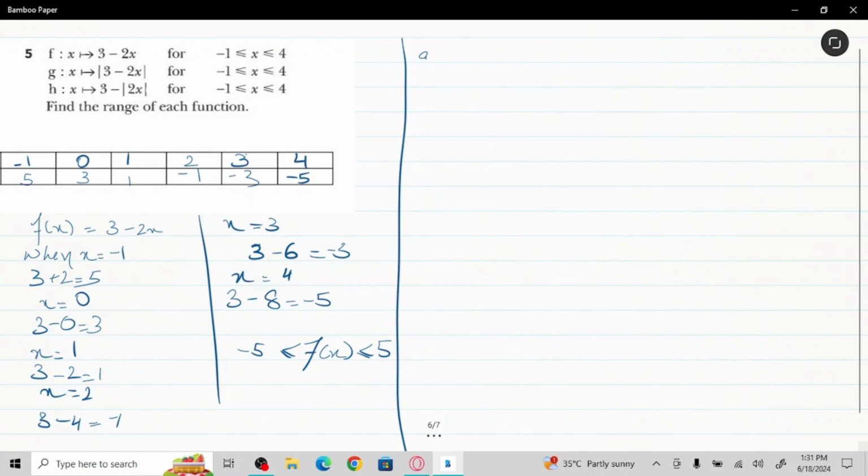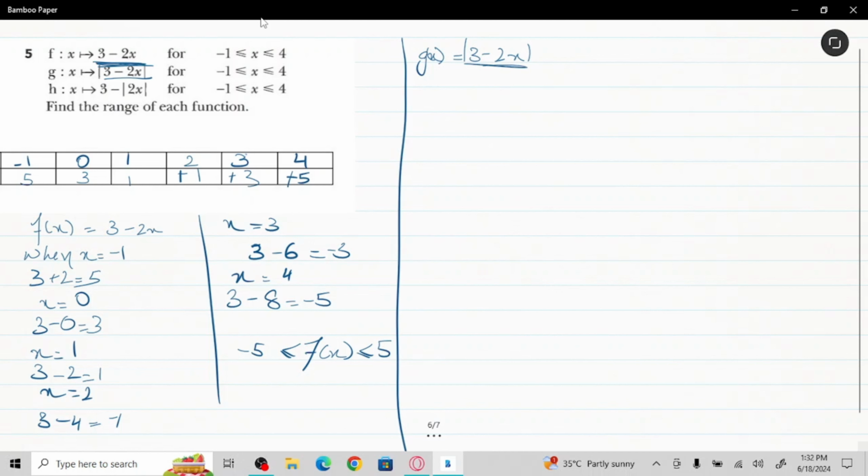For g(x), we have g(x) is equal to the modulus of 3 minus 2x. And we're going to do a shortcut right now. If you just concentrate on 3 minus 2x, it's partially related, it's just that it's in a modulus. What does a modulus change? A modulus only changes the negative value into a positive value. That means whatever negative value of 3 minus 2x comes will become positive, and the positive will remain positive. So all the values will stay the same for g(x), except negative 1 will become positive 1, negative 3 will become positive 3, and negative 5 will become positive 5.